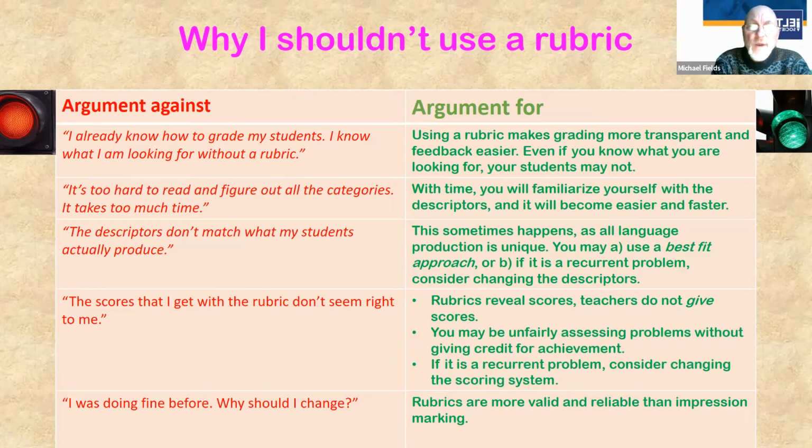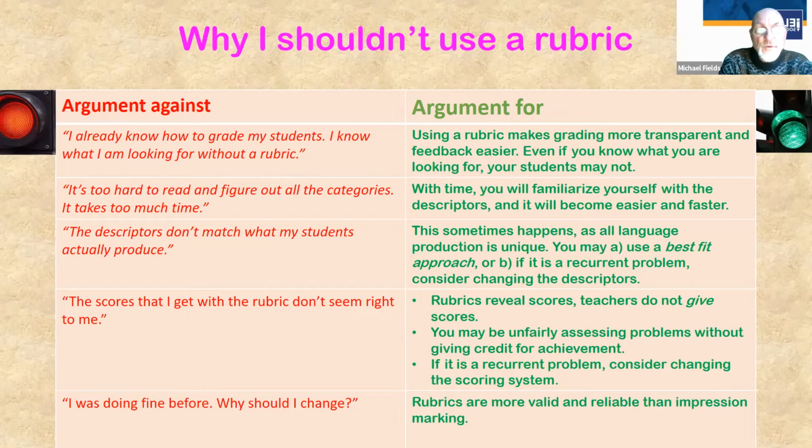Using a rubric makes grading more transparent. It makes feedback easier. Of course, if this is formative evaluation, you're sharing the rubric with your student. It makes feedback easier because you have a common set of criteria to talk about. And even if you know what you're looking for, your students may not. So making what you're looking for transparent is really a good argument for a rubric.